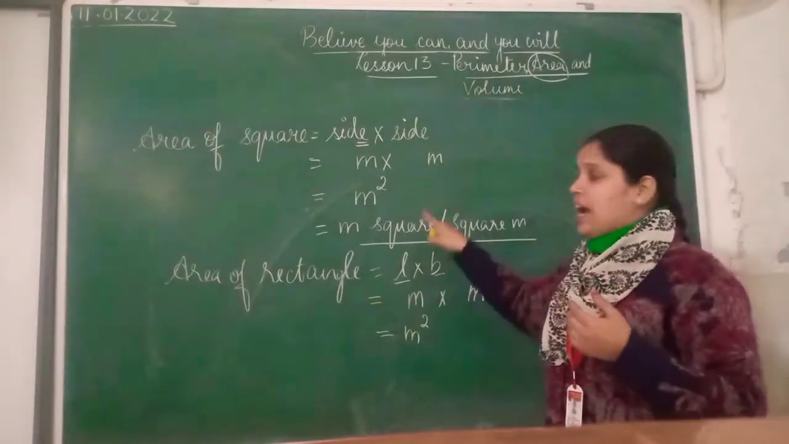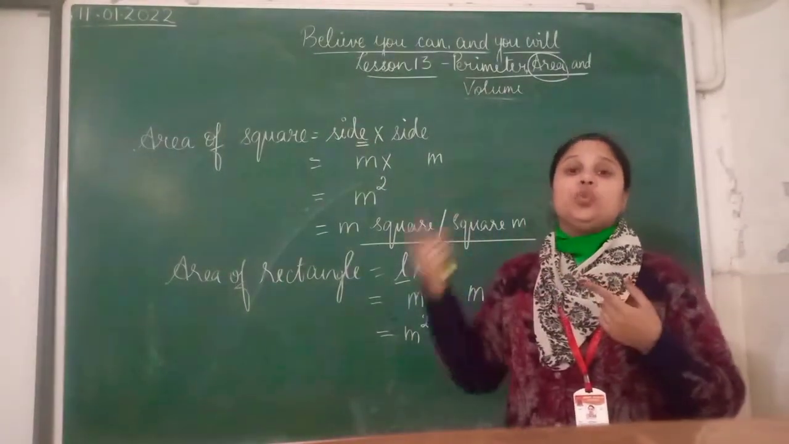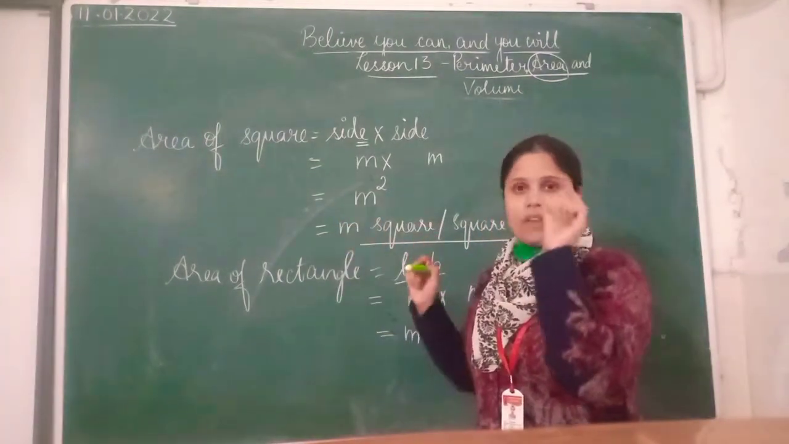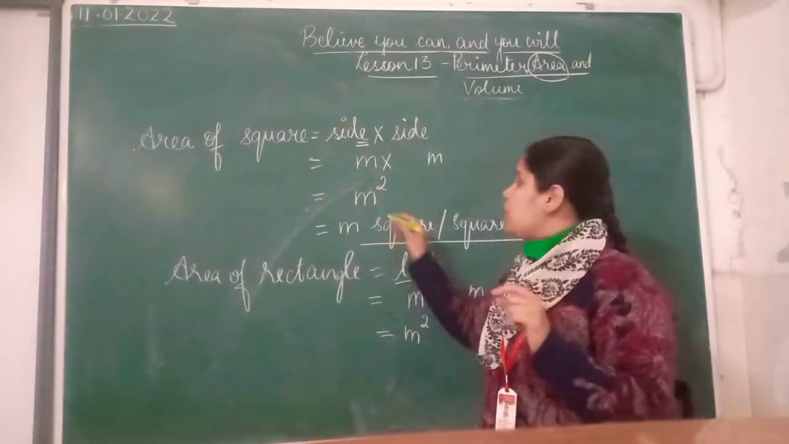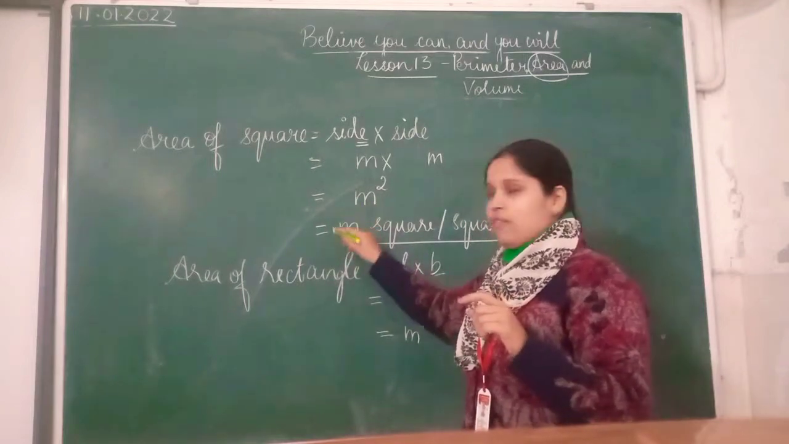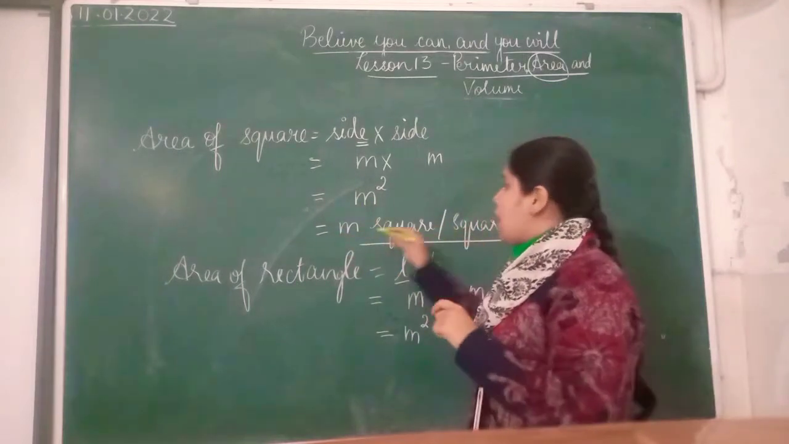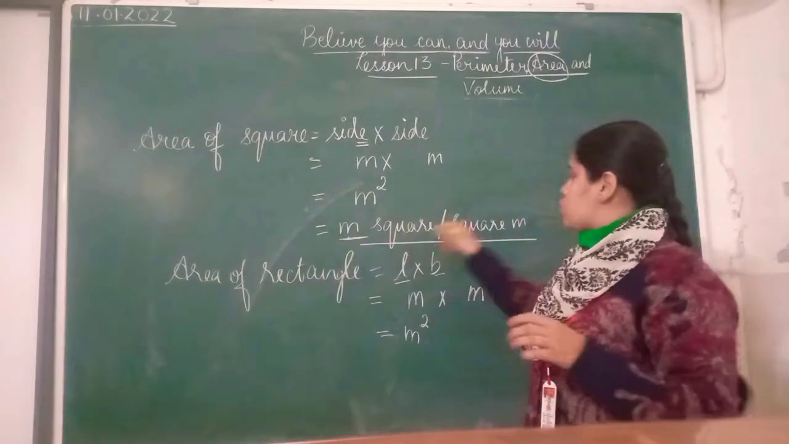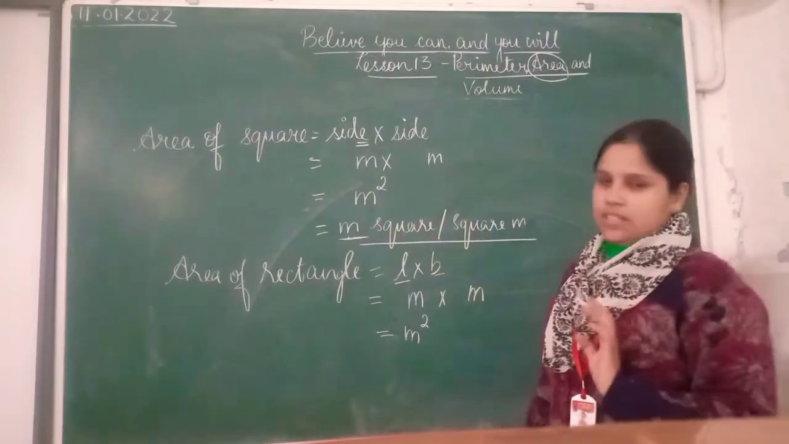So that is why I have written square unit. There I was not taking any unit, right? That square was taken as one unit. So here, that is why I have written there square unit. But here the unit is mentioned, that is meters. So we can write here square meters.